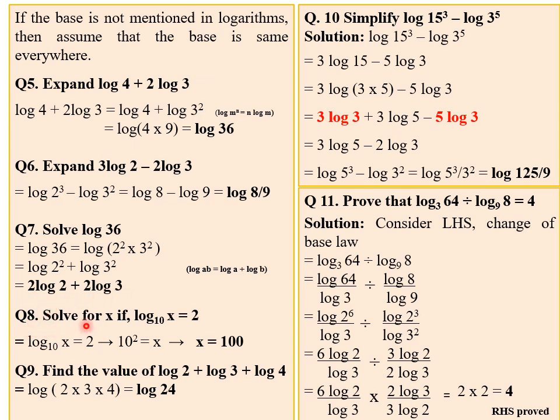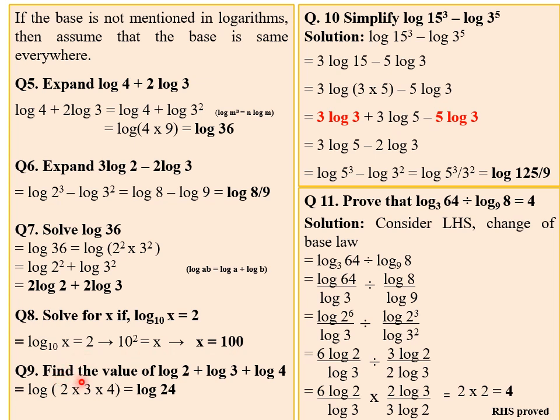Solve for x if log x to the base 10 is 2. Here again you have to solve for x. That means you have to find the value of x in this given question. So log x to the base 10 is 2, which can be converted to index form. That is, your base is taken here, 10 to the power 2 is equal to x. So that means your x is 10 to the power 2, which is nothing but 100. So you derive it, x is equal to 100.